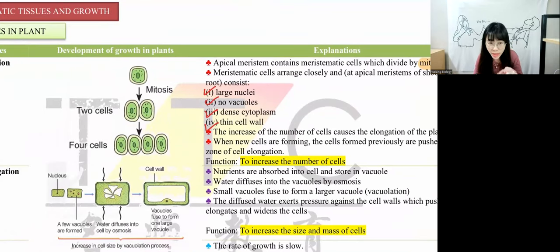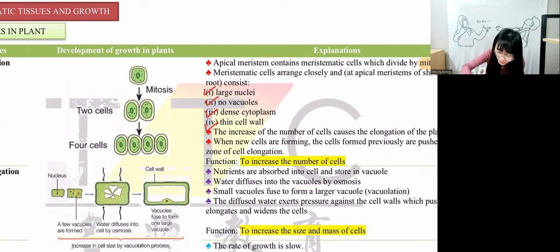So if you notice from the diagram, there is no vacuole there. It's only got a nucleus, but there's no vacuole. And they're very dense. It's darker in green color. When it goes to elongation, it means they increase in size and mass. How do they increase in size and mass? From no vacuole, right now they will start forming a vacuole. Smaller vacuoles will form into a larger vacuole. How does a small vacuole form into a larger vacuole? Nutrients have to go in. Water has to go in because the function of the vacuole is to store cell sap. Cell sap means water, minerals, nutrients, glucose, amino acids, right?